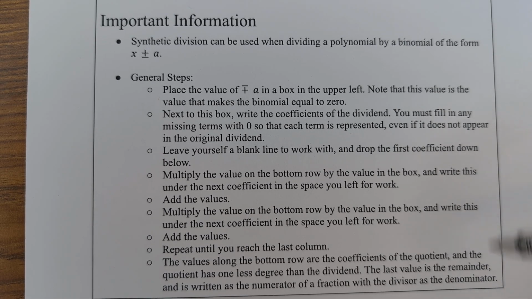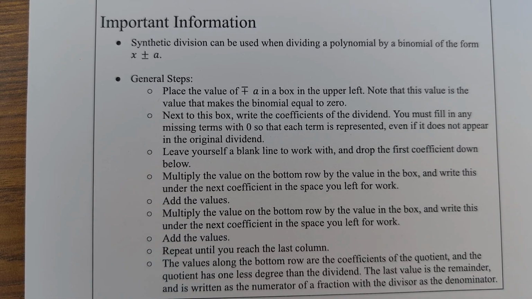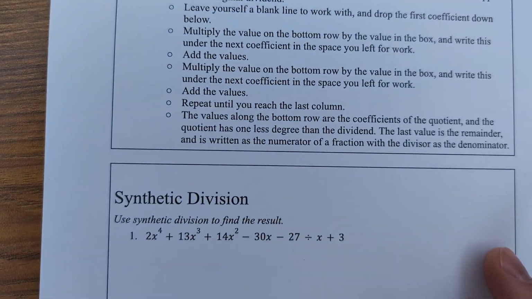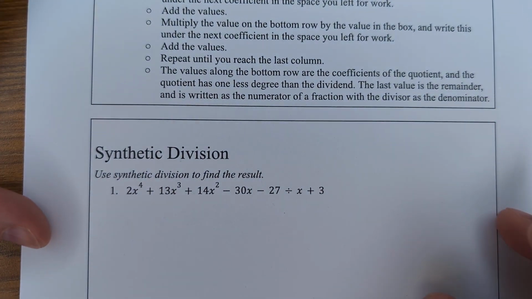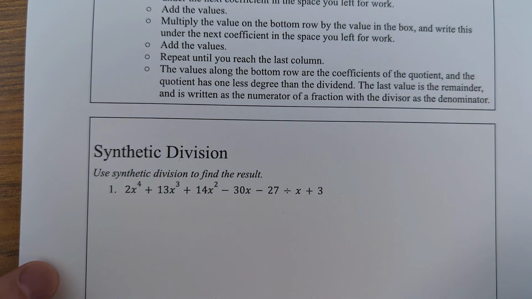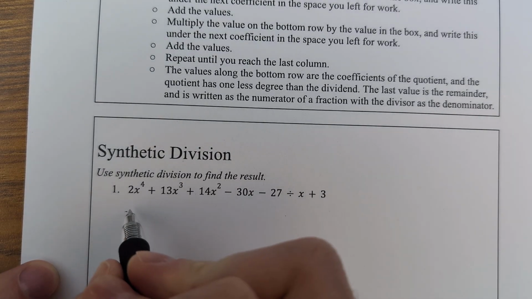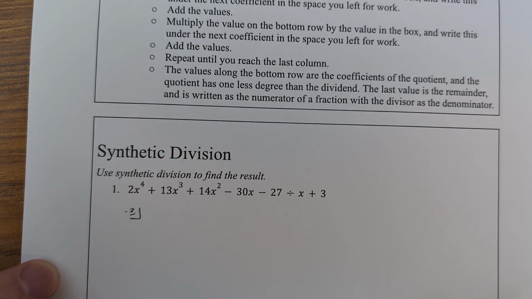So it's a lot of words, it's a lot easier to see in action. So, number one. The first thing I need to do is find what value makes that equal to 0, or what's the opposite here. So -3 is the number that goes in the box.